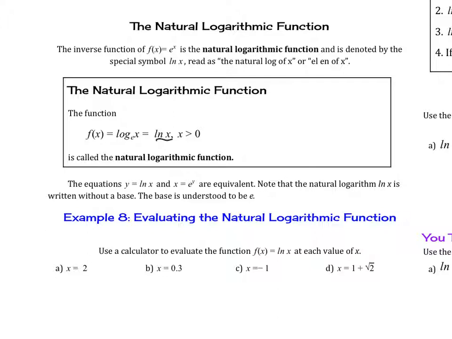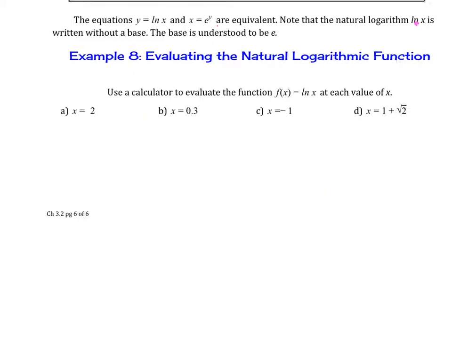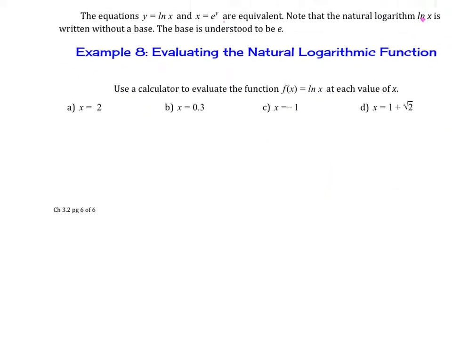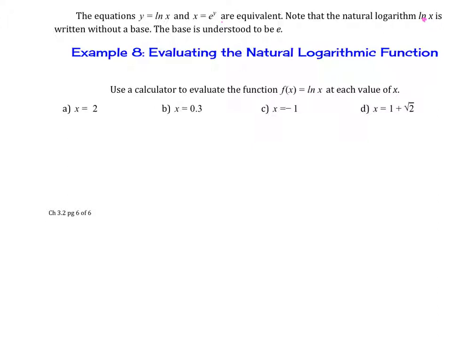The equations y equals ln of x and e to the y equals x are equivalent. Note that the natural logarithm ln of x is written without a base. The base is understood to be e. So let's evaluate the natural logarithmic function. We're just using a calculator to evaluate the function f of x equals ln of x at each value of x. So we're just plugging it in.